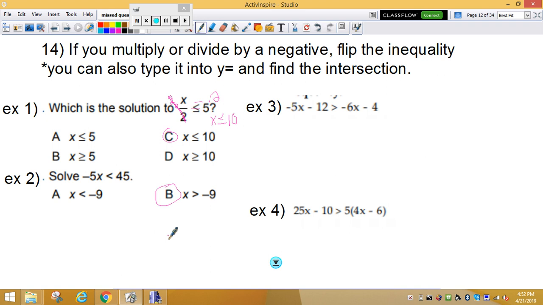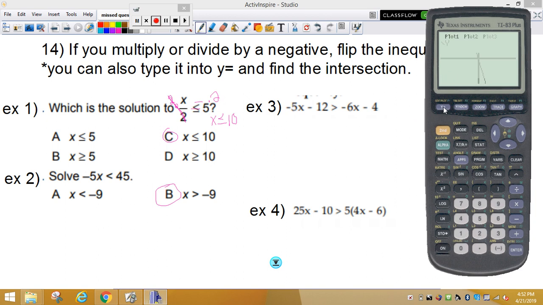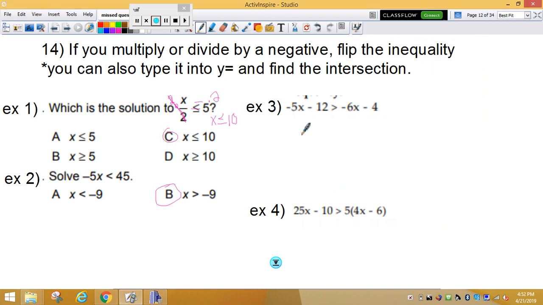All right, let's look at 3. I'm going to type it in. So I got -5x minus 12 and -6x minus 4. Let's graph them. And second trace, 5, enter, enter, enter. So at least I know my answer is 8. Okay, my answer would be 8. So hopefully that could tell you the answer if it just has the problem with 8.